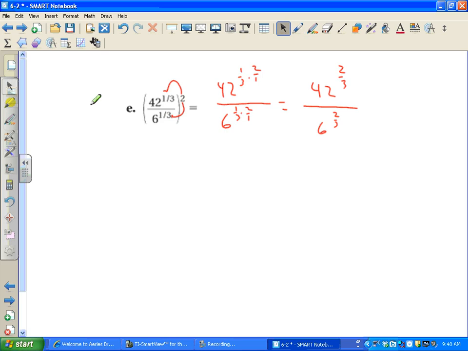And now I want to tell you about one unique rule. This one's kind of tricky for students. I have the exact same exponent of 2/3 here. When that exponent is exactly the same, I actually can reduce that fraction. I can do the math that it's asking me to do. 42 divided by 6 is 7, or 6 goes into 42 7 times. That answer would be 7 to the 2/3 over 1 to the 2/3. 1 to the 2/3 is just 1. So this answer is going to be 7 to the 2/3.